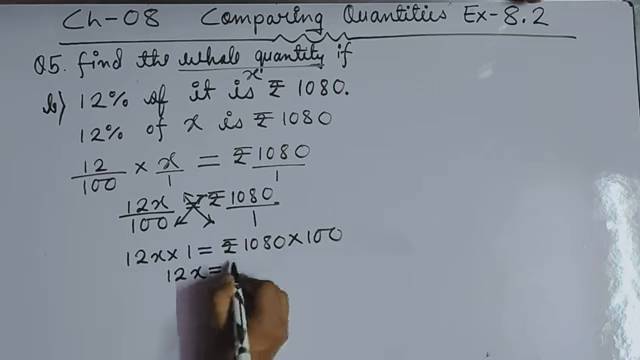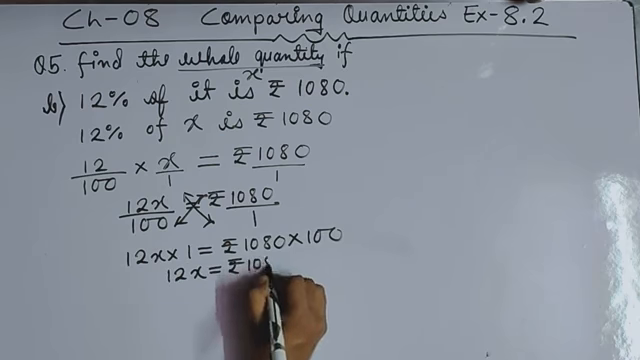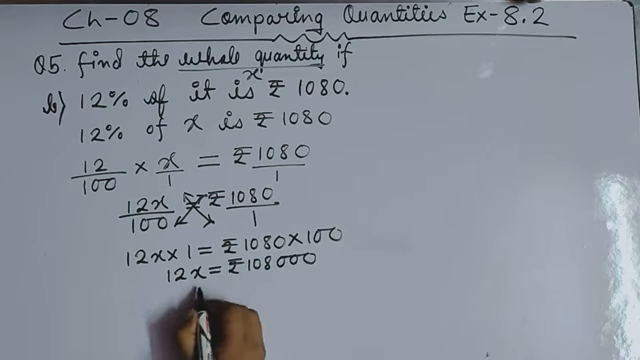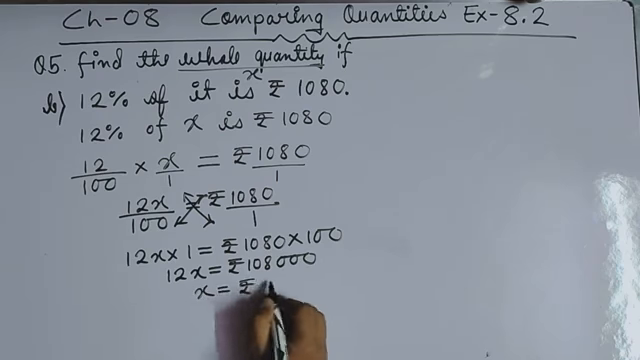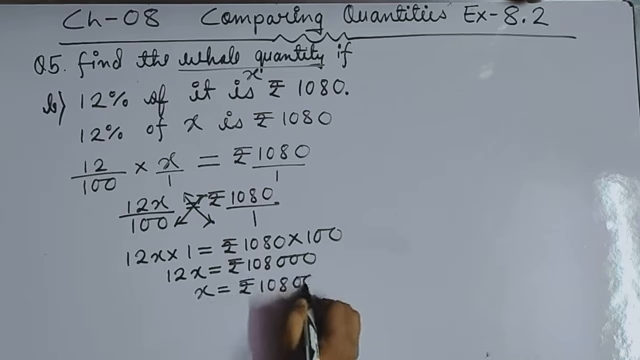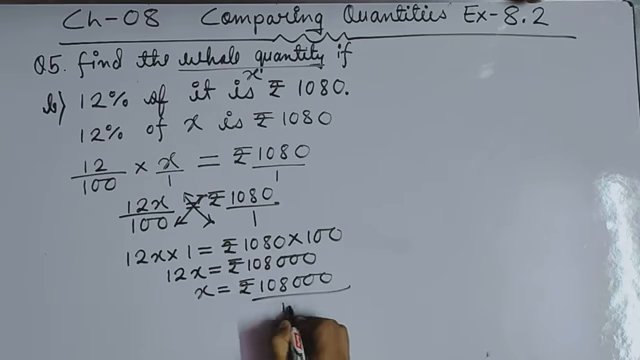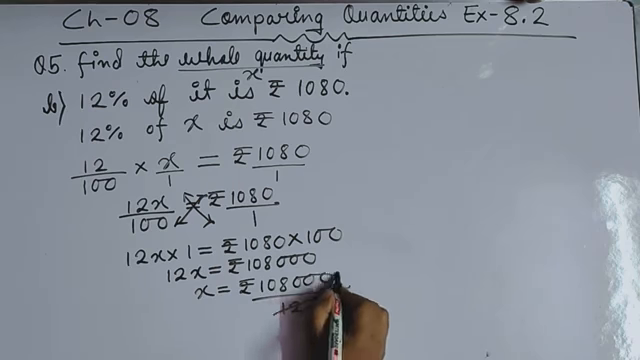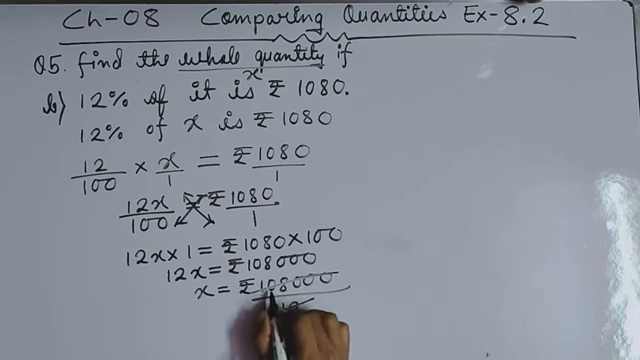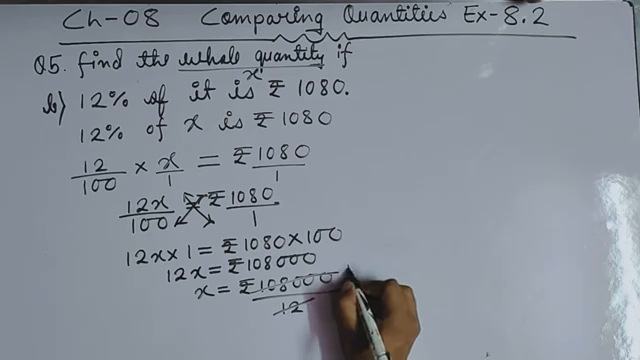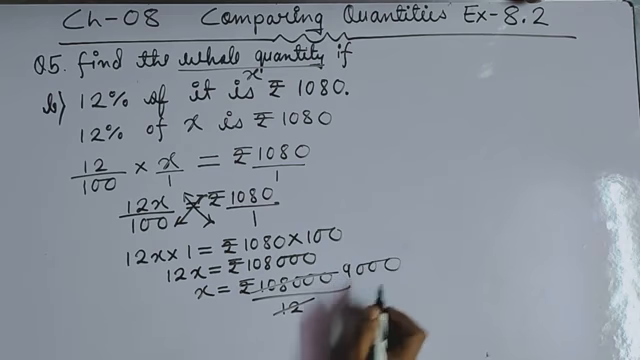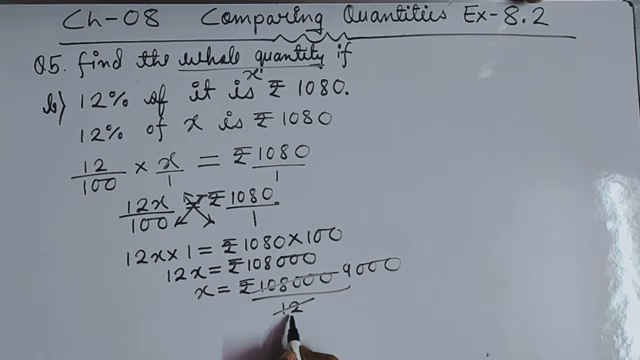So 12x is equal to rupees 108,000. So x will be equal to rupees 108,000 upon 12. And you know that 12 nines are how much? 108. So we will write this 1,08,000 equals to what? When we divide this, how much will come? 9,000, because this 108 is a multiple of 12. How many times? 12 nines is 108. So this becomes 9 and 3 zeros.